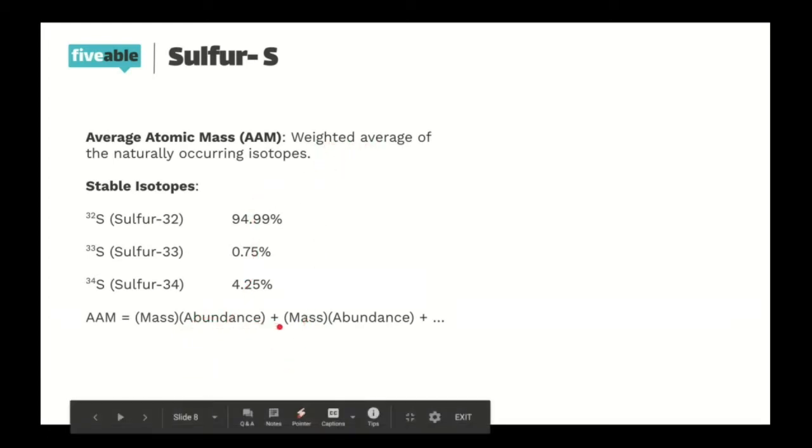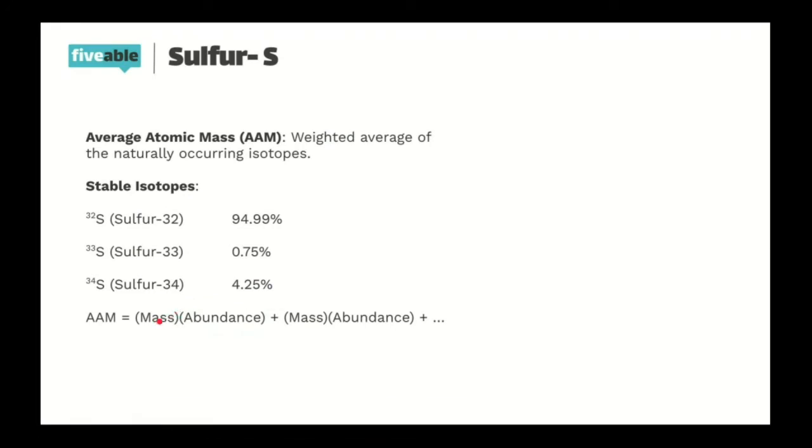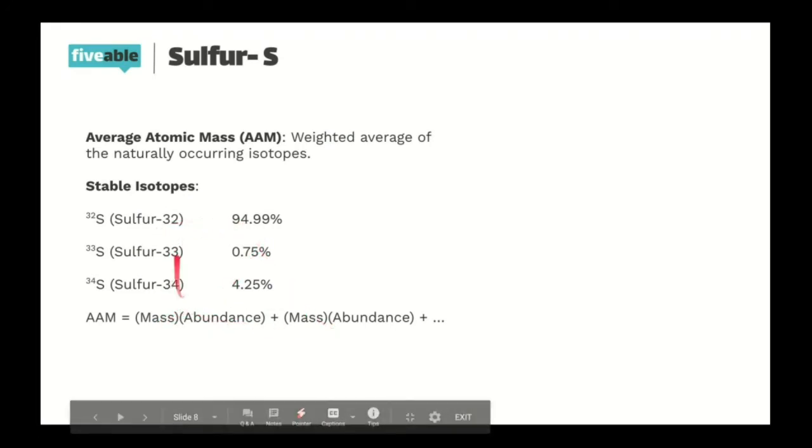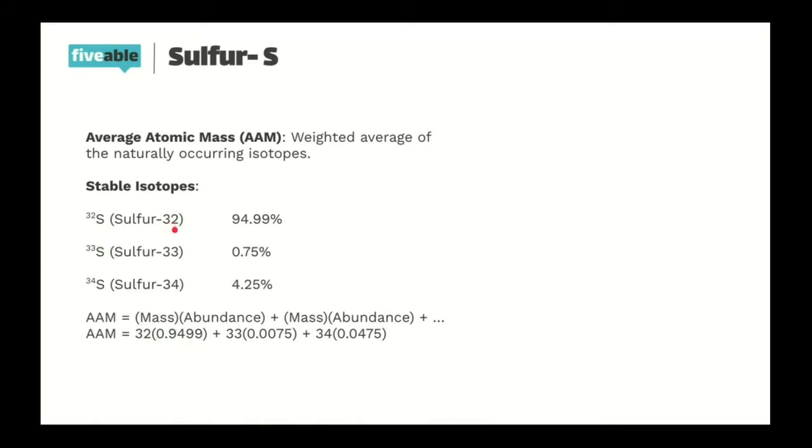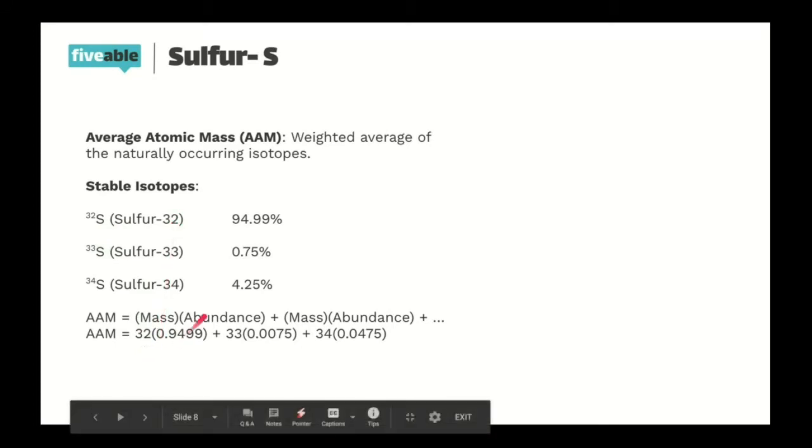So all I did is write what a weighted average is into an equation form. If there were 7 stable isotopes, you would literally just multiply the mass by the abundance 7 times, once for each one of the isotopes. For sulfur, since there are 3 of them, I'm going to take the mass number of sulfur 32, multiply by its percentage. Do the same thing for 33, multiply by its percentage. Do the same thing for 34 and multiply by its percentage.